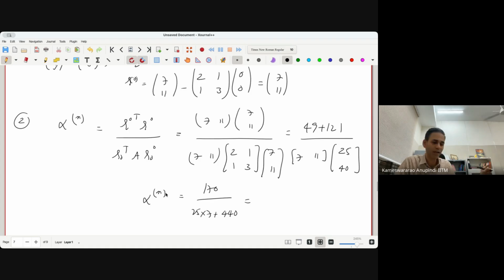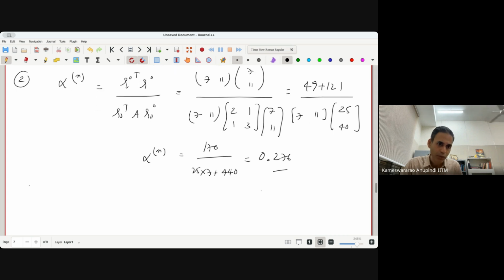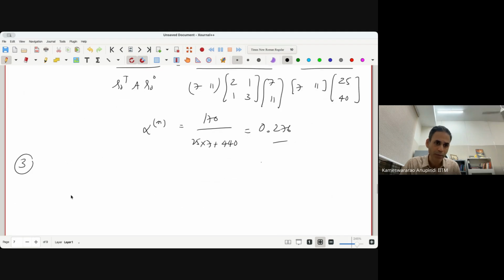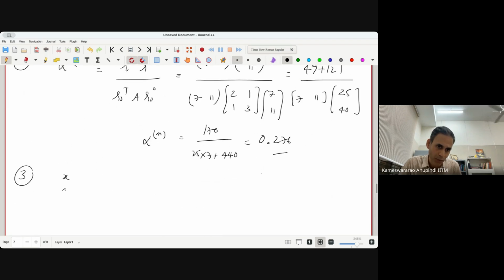Okay, so that is my alpha n, the step. Let me just get my calculator. So 440 plus 175 is 615. 170 divided by 615 is approximately 0.276. So this is the step I should take in that direction. I know the direction, so my next value, x, y at 1, is equal to x, y at 0 plus alpha n times Rn.